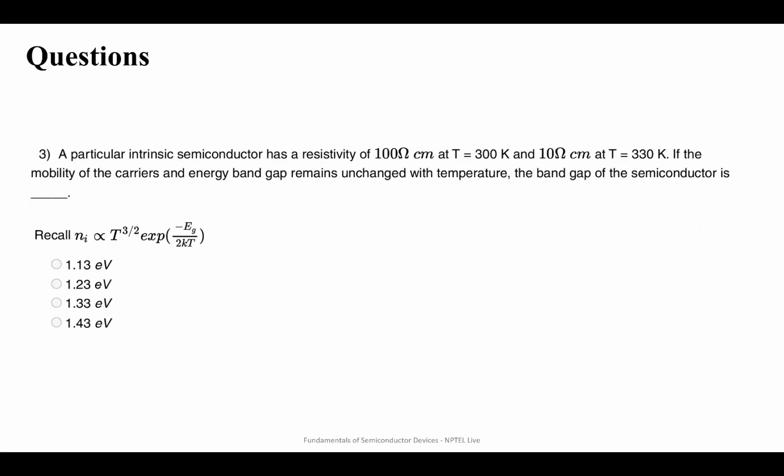Next question. A particular intrinsic semiconductor has a resistivity of 1000 ohm centimeter at T equals 300 Kelvin and 10 ohm centimeter at T equals 330 Kelvin. If the mobility of the carriers and energy band gap remain unchanged with temperature, the band gap of the semiconductor is dash. 1.13 eV, 1.23 eV, 1.33 eV, 1.43 eV. You have to use the formula ni is proportional to T to the power 3 by 2 times exponential of minus Eg by 2 kT.